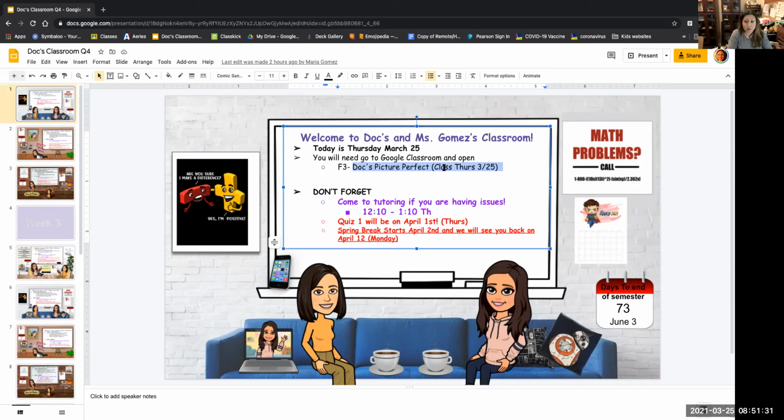And it's worth 40%. Remember, this is the 40% chunk. Anything that says F number, that's part of your 40%. So please make sure that you guys do this. We do have office hours today for an hour.